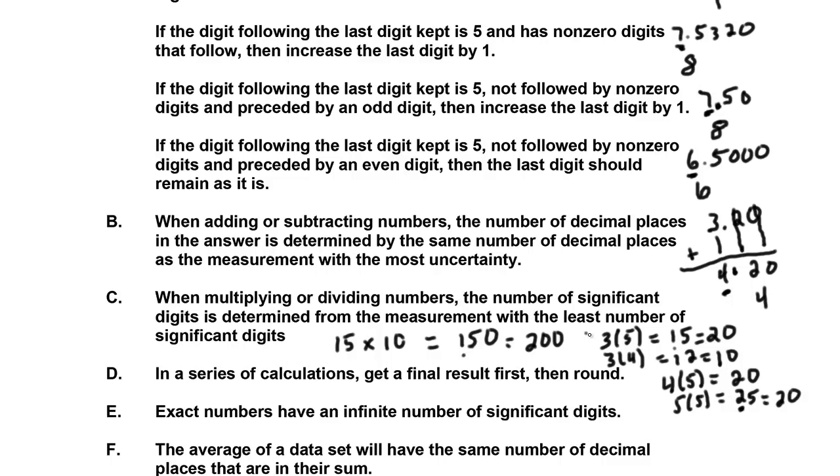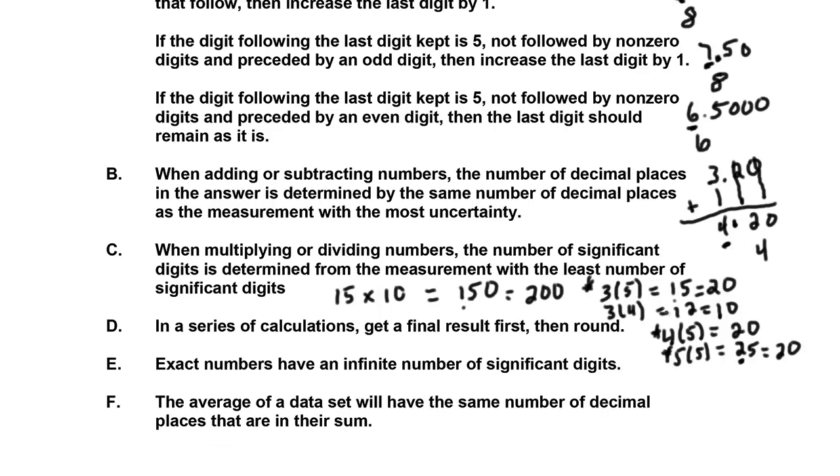So what did we learn? We learned that 3 times 5 is 20. We learned that 4 times 5 is 20. And 5 times 5 is 20. Now, according to the rules of significant digits, that's exactly correct. So it's a little different than math, so you have to really pay attention to your significant digits.